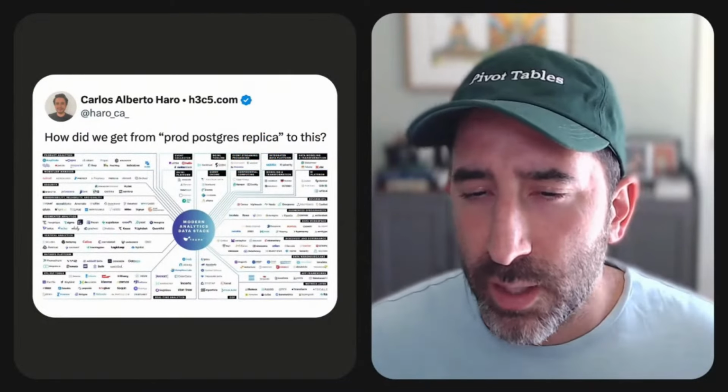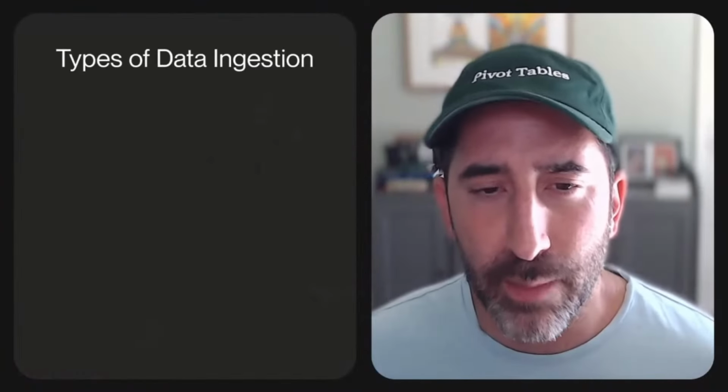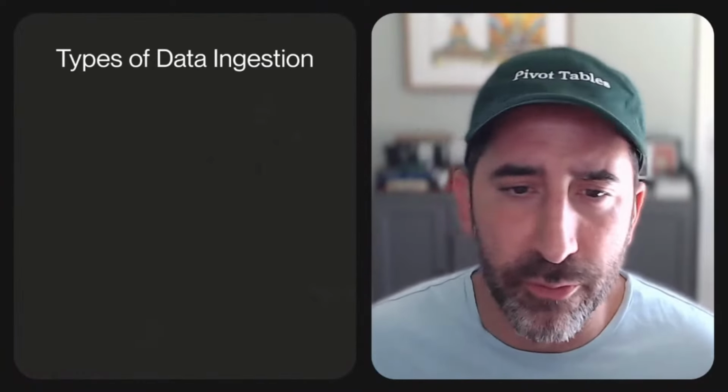And he talks about how we used to have this world where all we really needed was a Postgres replica, and we could just select star from our table and do some analysis on top of it, and things were good. But as the modern data mess has grown, we've started to see that things are not so simple anymore. And why is that? Why have things become so complicated? Well, I'm going to argue that one of the problems is that we haven't really done a great job with data ingestion. And if we think about data ingestion, it really happens in one of three ways.